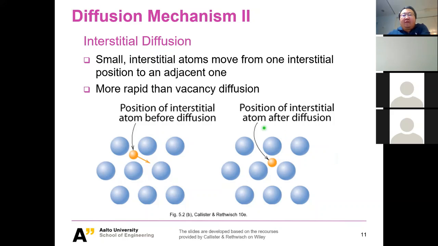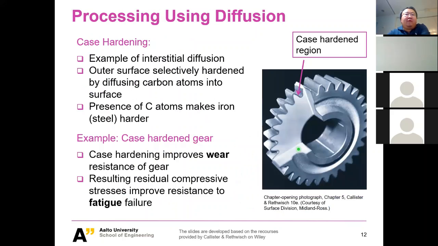Now you can understand for this type of diffusion, you would have many more vacancies for your material, because you don't need to count only the real vacancies. All the interstitial places are your vacancies. And this diffusion will happen much more rapidly than what we have with vacancy diffusion. So those are the two diffusion mechanisms.